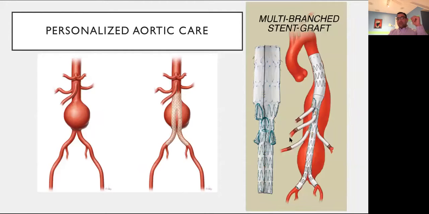And when the aneurysms are much more extensive, involving the celiac arteries and the mesenteric arteries, or even extending into the thoracoabdominal aorta, then comes the multi-branch stent graft, in which they have small branches that we can place, and then they go into various arteries, and that's basically completely personalized aortic care. These are the stent grafts which are designed specifically to a patient's anatomy, and we use them to treat the aneurysm in the same way.